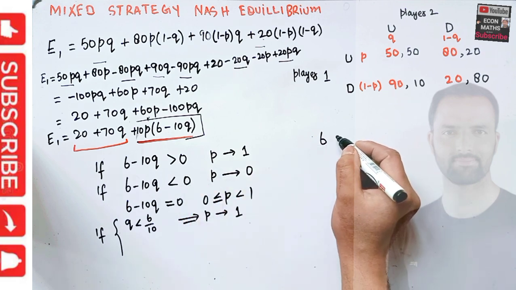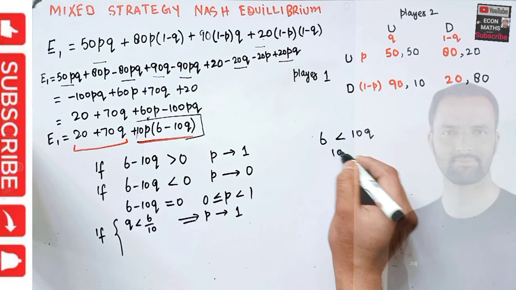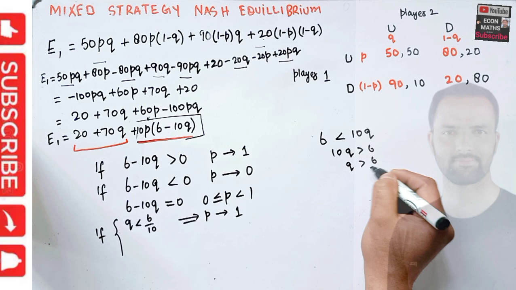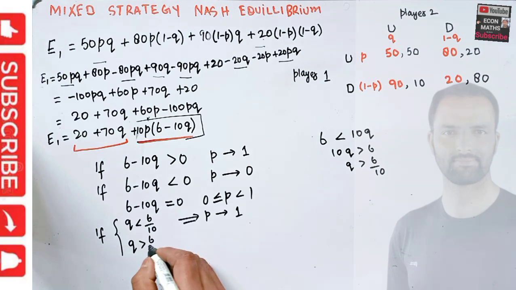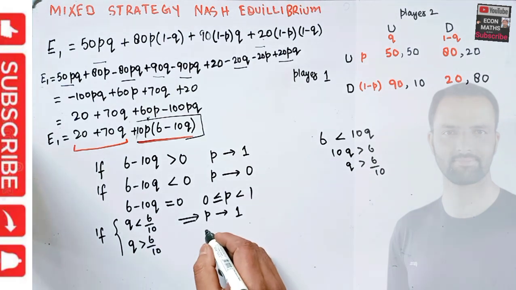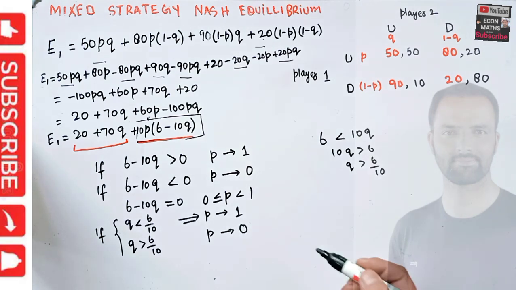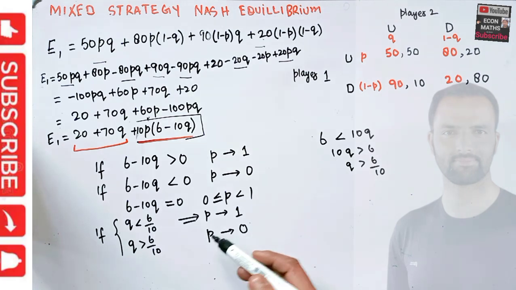Similarly, solving for the second, if we have 6 minus 10q less than 0, we can write it like this: 6 is less than, transposing, 10q, or 10q is greater than 6, or q is greater than 6 upon 10. So as long as q is greater than 6 upon 10, player 1 will choose P with 0 probability. That means he will not play it, he will play with 0 probability.